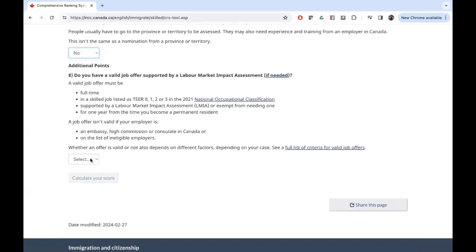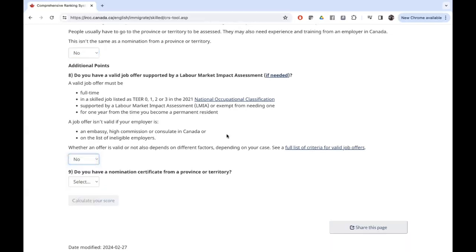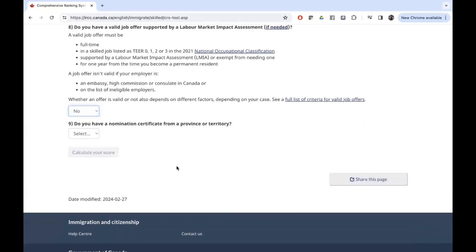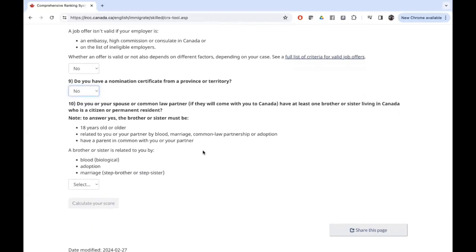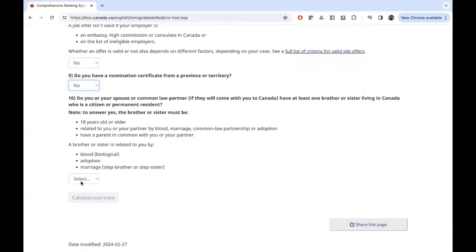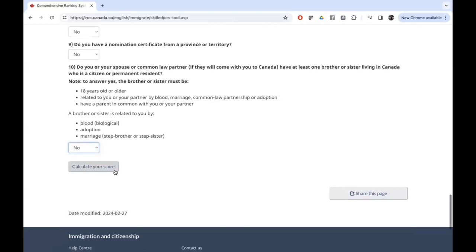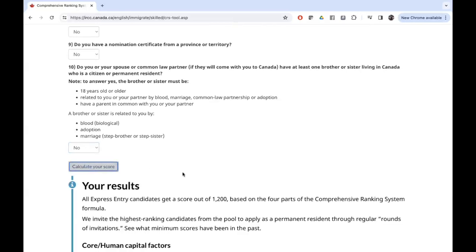Next one is number 8. Do you have a valid job offer supported by labor market impact assessment? Okay, again, I select no, I don't have any job offer from Canada. Do you have a nomination certificate from a province or territory? No. Do you or your spouse or your common law partner have at least one brother or sister living in Canada who is a citizen or permanent resident? Again, for now, I select no, and next time we will change it. And now I say calculate.